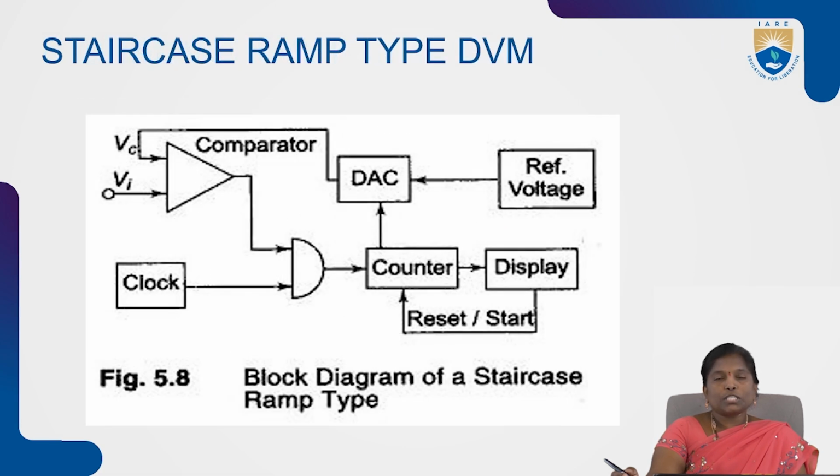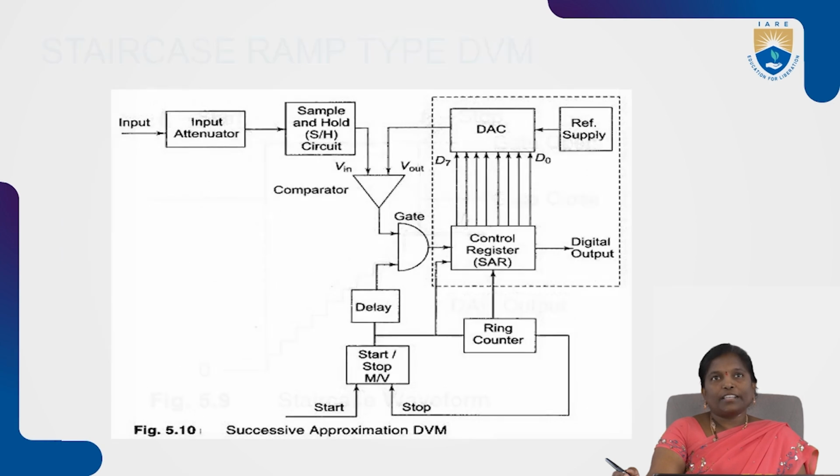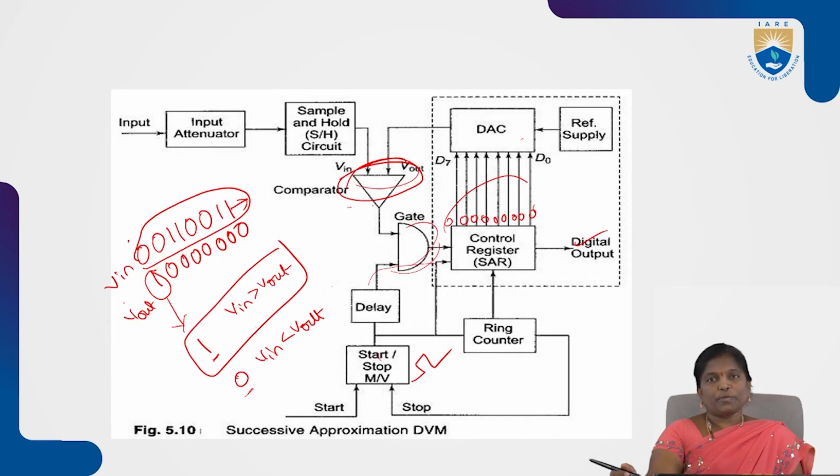This is dual slope and this is the staircase type of digital voltmeter. We directly measure the output voltage with this, and finally we have the successive approximation type of digital voltmeter. In this case also we can measure the output voltage. With this, all the digital voltmeters are completed.